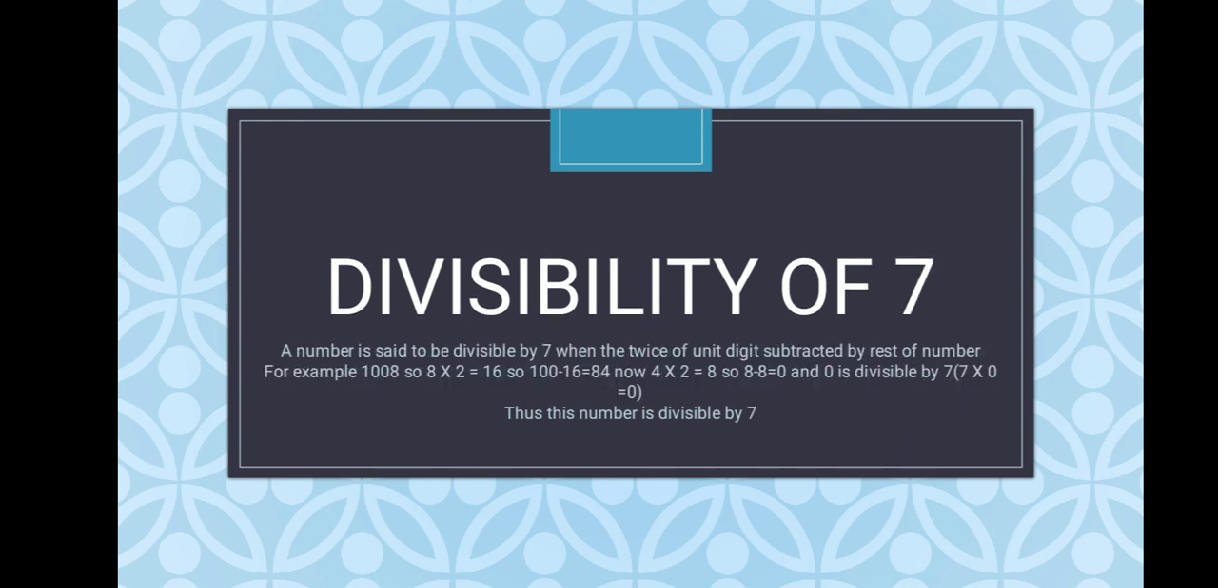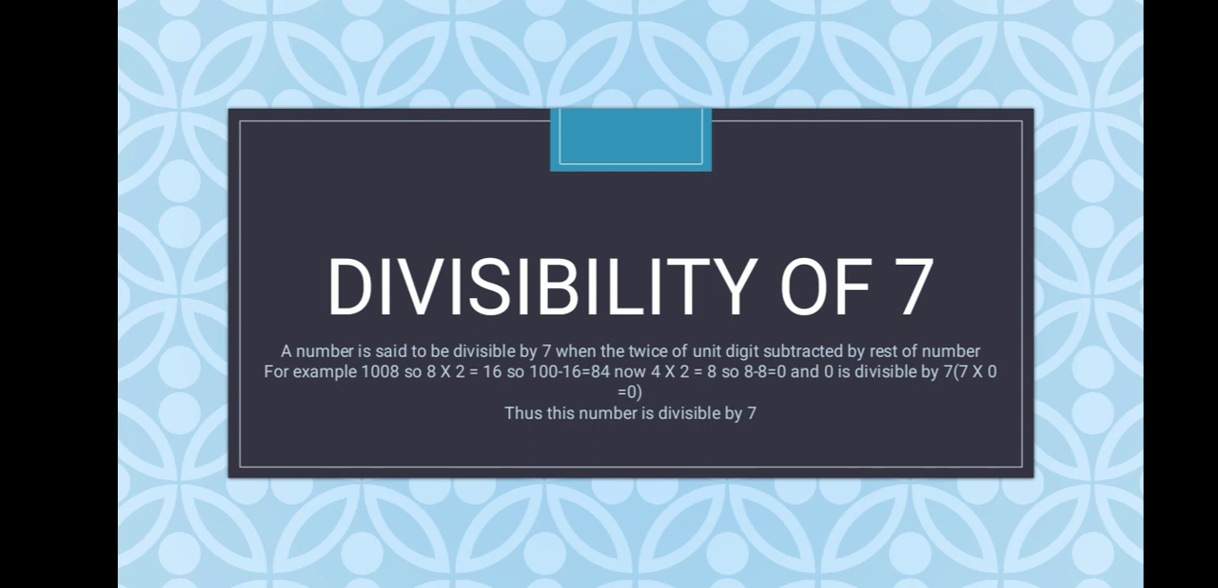Divisibility rule of 7. A number is said to be divisible by 7 when twice the unit digit subtracted from the rest of the number is divisible by 7. For example, 1008. If we take the unit digit, it is 8. 8 into 2 is 16. Now if we subtract 100 minus 16, our answer is 84. We take 100 here because we will remove the unit digit, since 8 into 2 is 16, so we will not consider it. Now 100 minus 16 is 84.